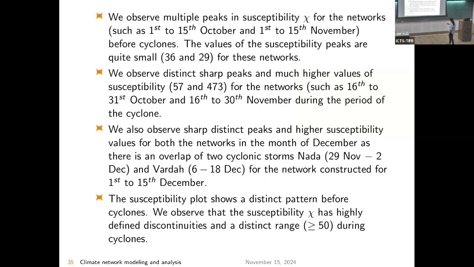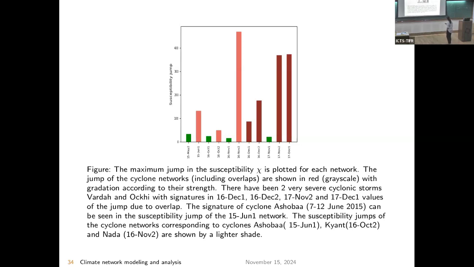Here we have done it for Asoba also, which was in the Arabian Sea. So 15 May is the indicator. This is the Asoba cyclone. Then this is Kant. This is Nada. This is Varda. And this is Ockhi. So Ockhi happened in these two because it was from 29 November to 2nd December, I guess. And this is the indicator network, not here.